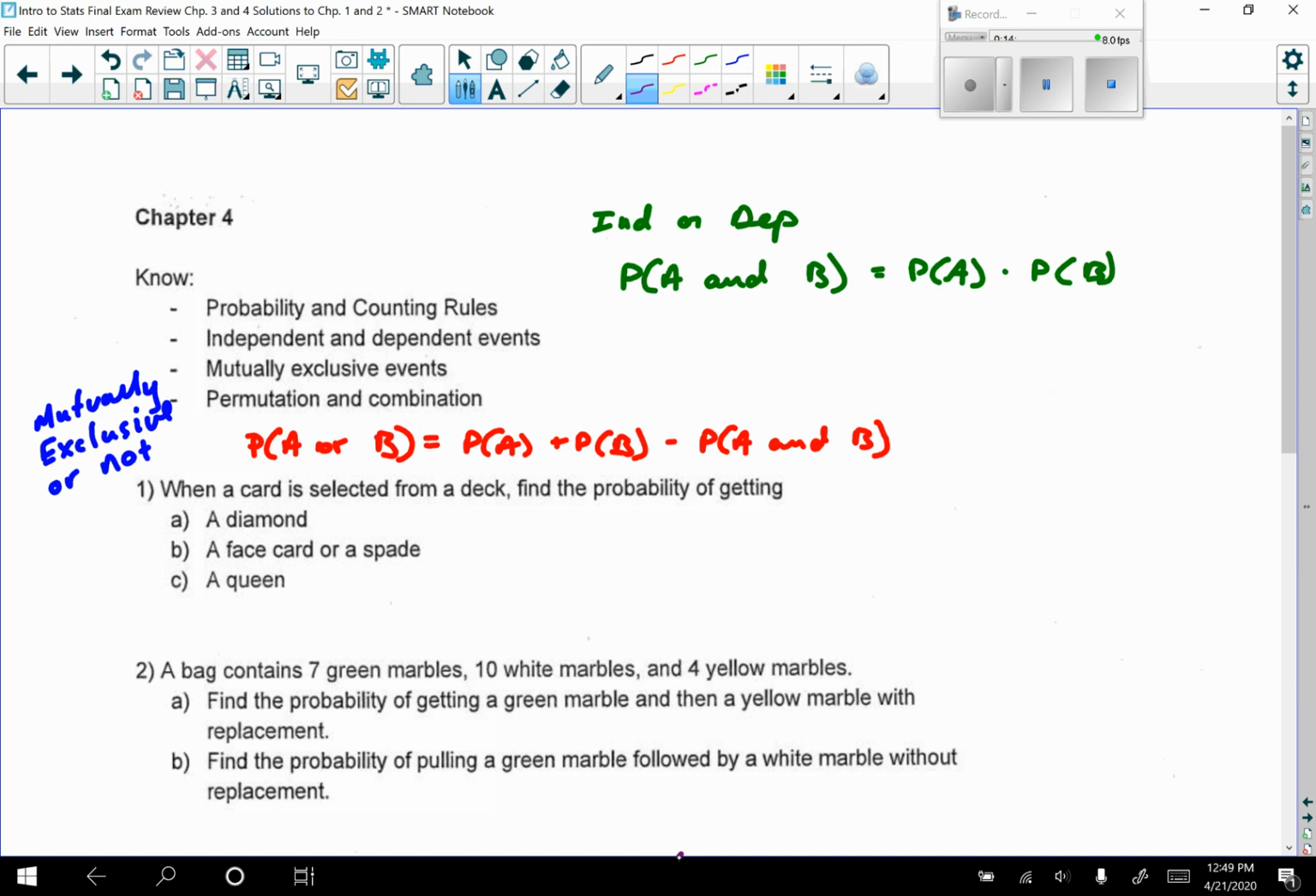So again, we need to go back to how many diamonds there are. There's 4 suits, so 1/4. There's 52 cards altogether in a deck. So we're looking at 1/4, or 13 out of 52. So we could say that for that.